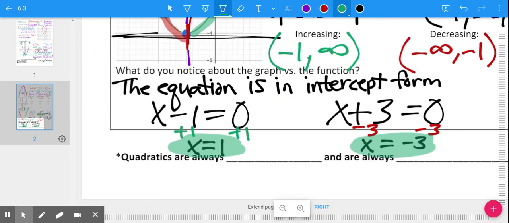All right, so quadratics are always U-shaped and are always functions.